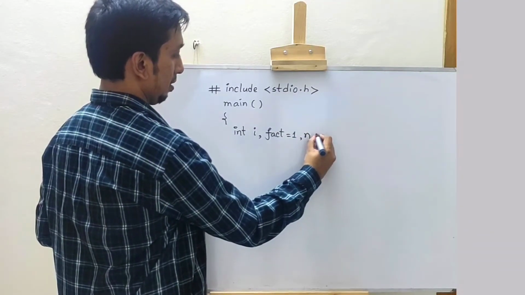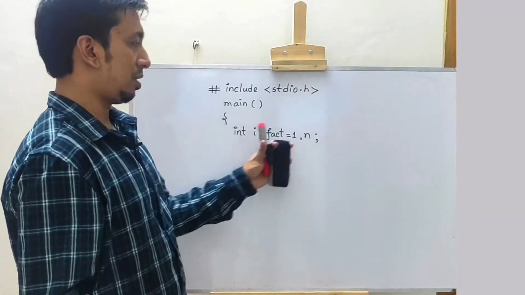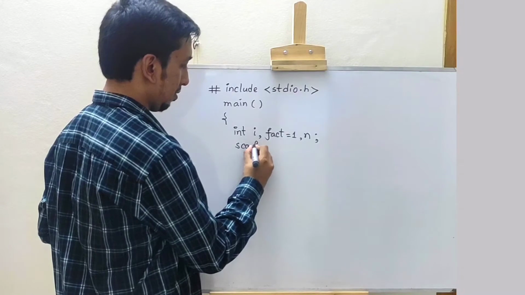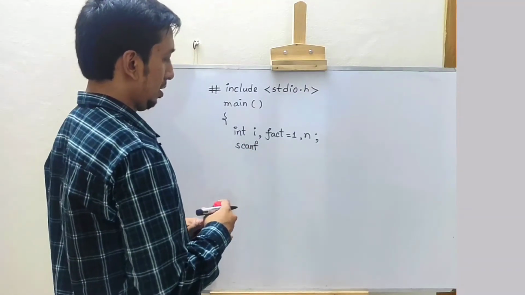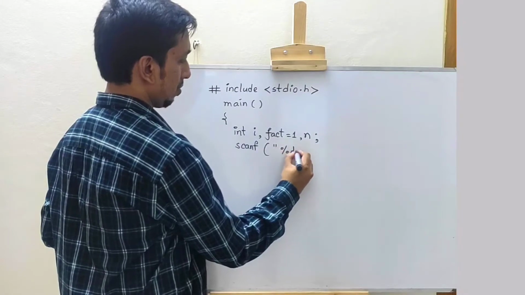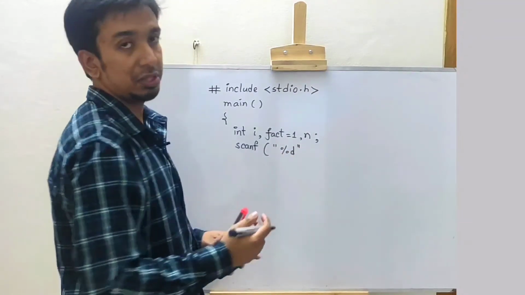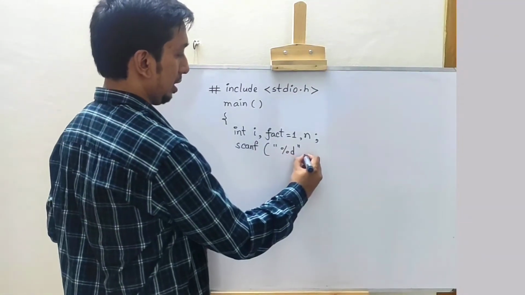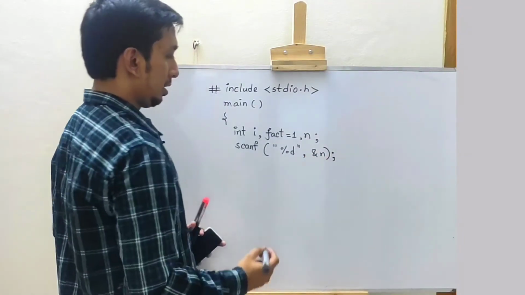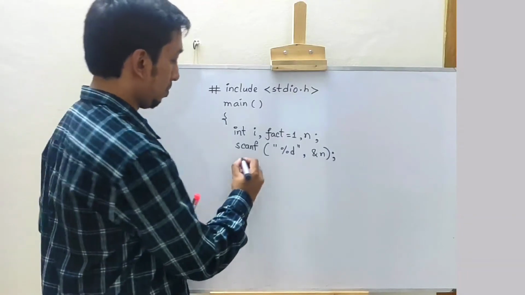n. Our input is here n, so we have to write input function scanf, this is input function, then %d, this is the format specifier for integer value, and then we have to store the data, that's why &n. Then we have to use for loop.